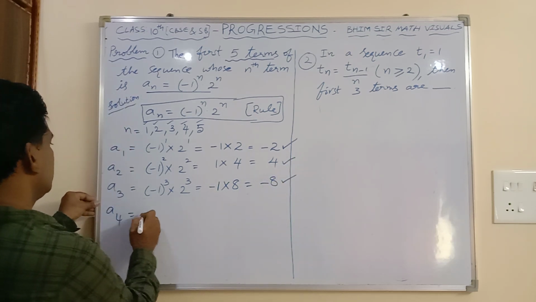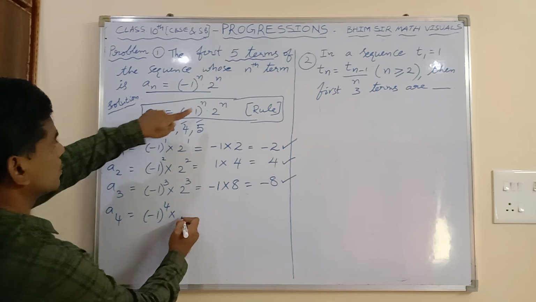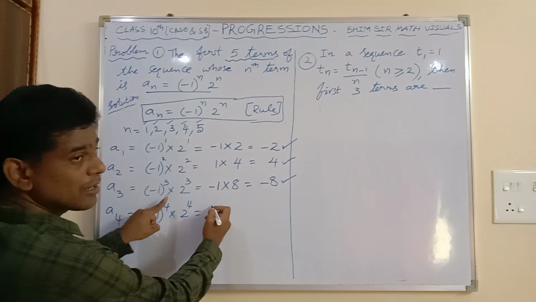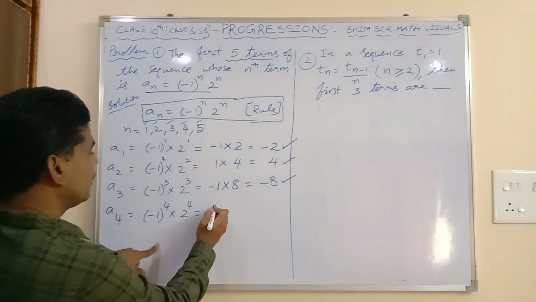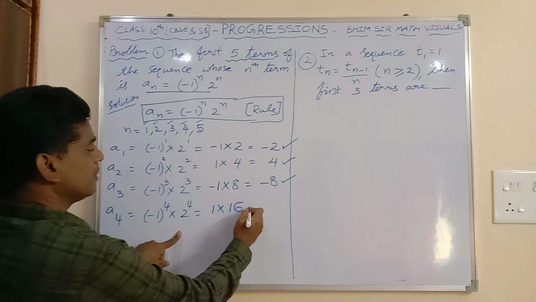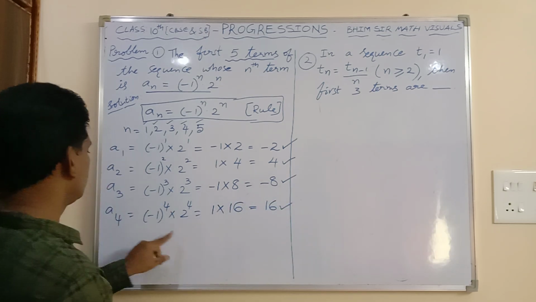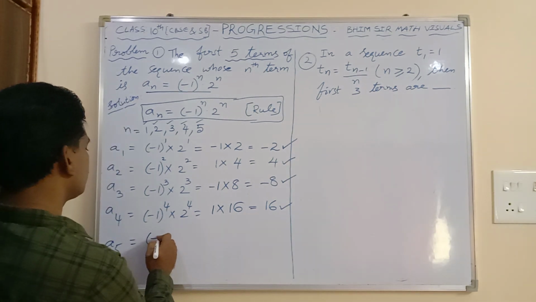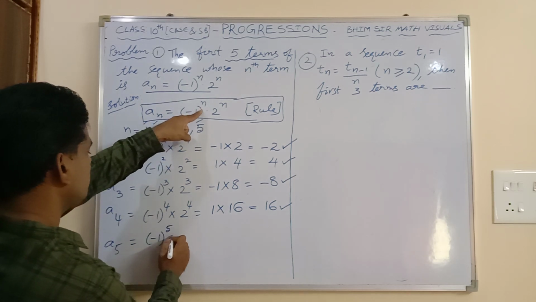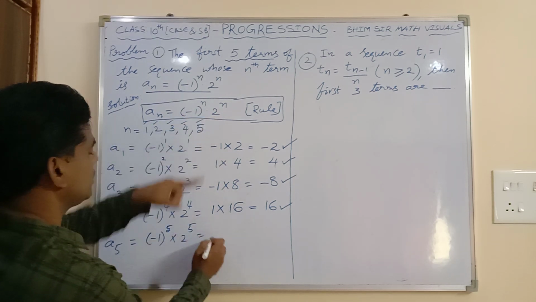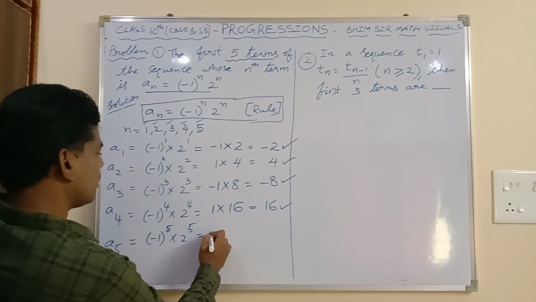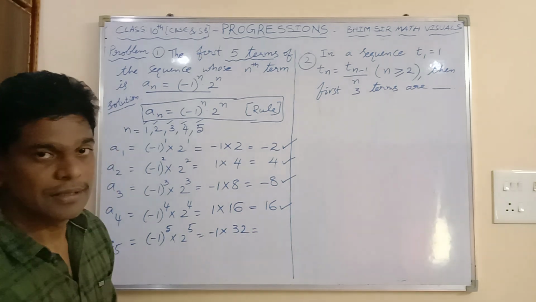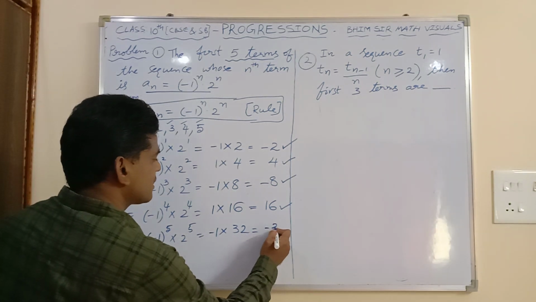Now the fourth term is (-1)^4 into 2^4. Here the dot means into, you know that. (-1)^4 means plus 1, into 2^4 is 16. So 1 into 16 is 16. This is the fourth term. Finally, find a5 also. Fifth term: (-1)^5 into 2^5. (-1) power an odd number is -1 only. 2^5 means 32. So 32 into -1 is -32.